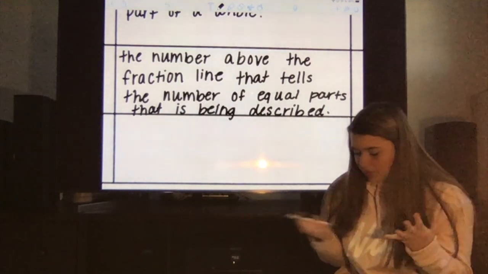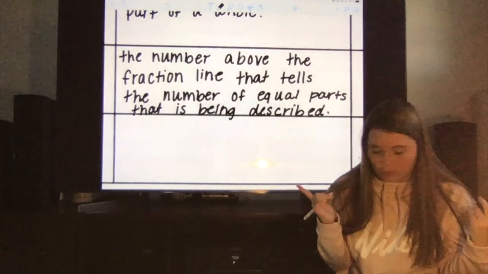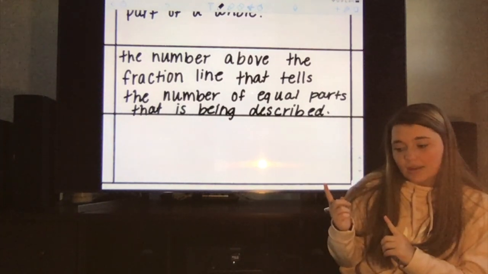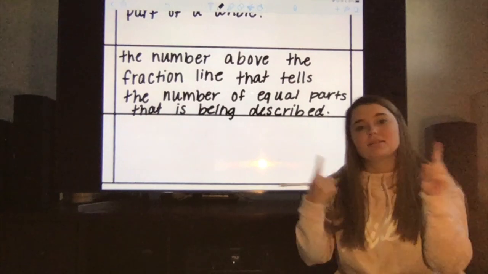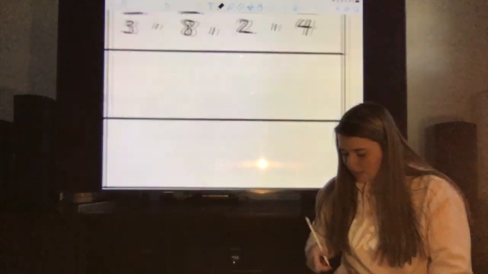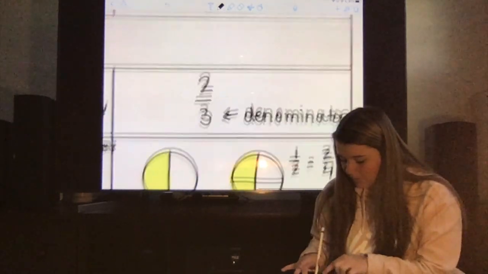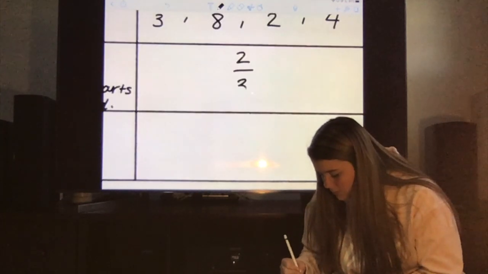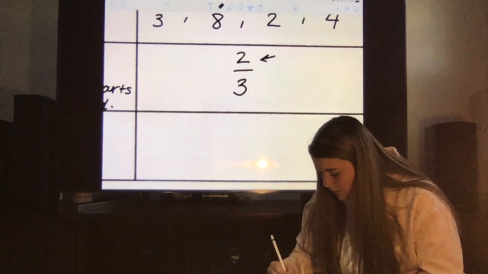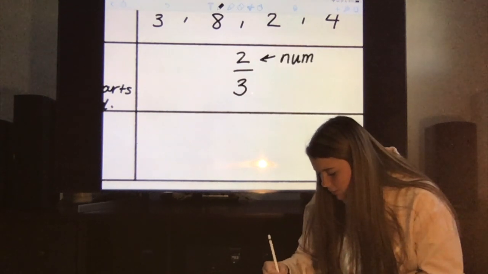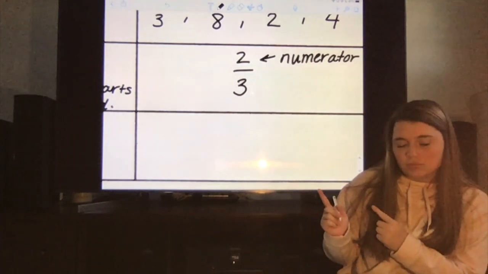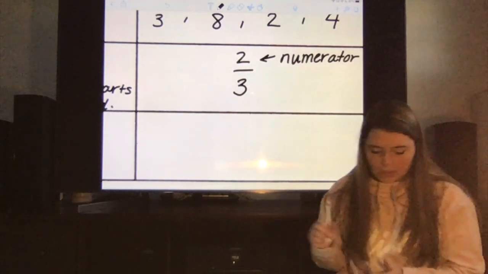Again, my handwriting is not the best. Are we shocked? No, but that's okay. So pause it, write down the definition, and moving on to the example. The example, I'm going to use the same example that we did here, 2/3. So 2/3, labeling the 2 as the numerator. Write it down. We're good to go.